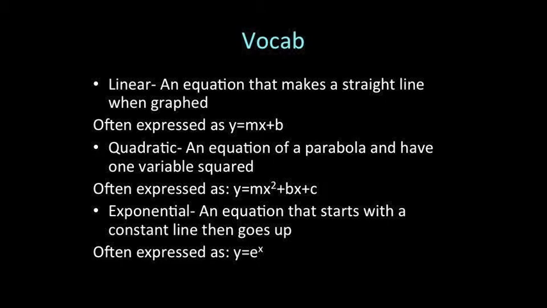So here are some vocab words that you might already know, so I'll just go over them again. A linear is an equation that makes a straight line when graphed, and it is often expressed as y equals mx plus b. A quadratic is an equation of a parabola and has one variable squared, and it's often expressed as y equals ax squared plus bx plus c. An exponential is an equation that starts with a constant line and then it starts going up, and it is often expressed as e with an exponent on the top.